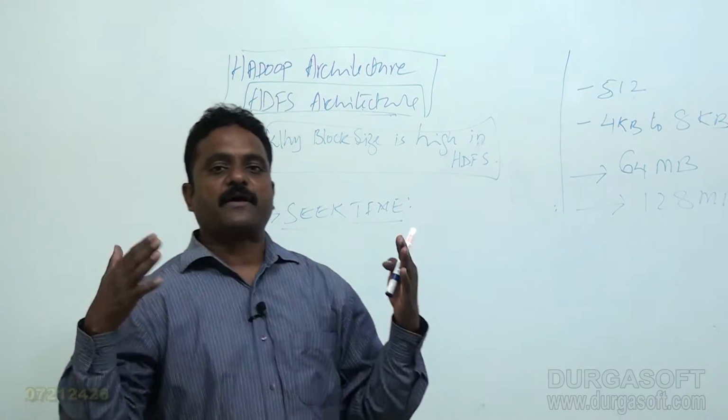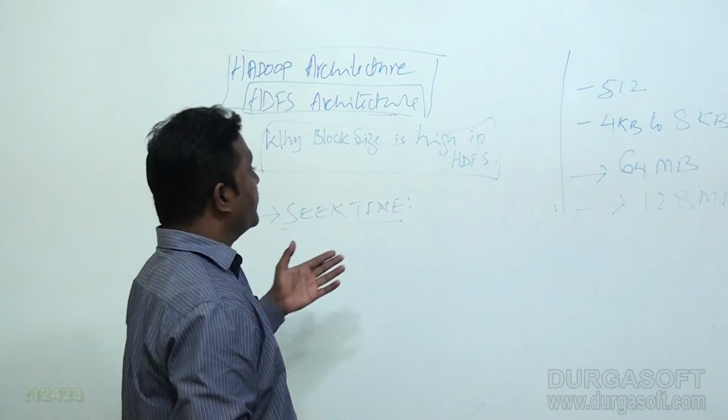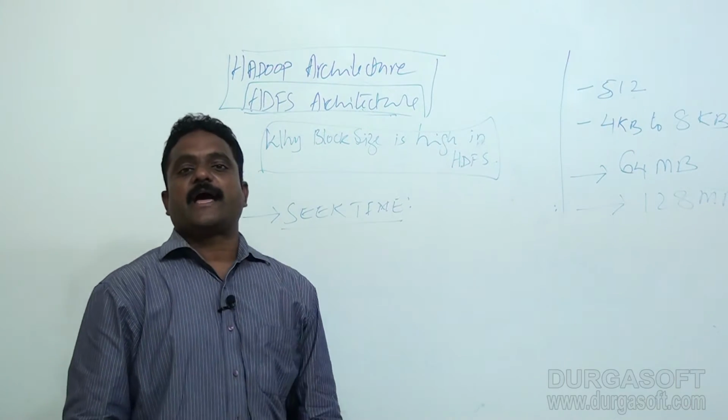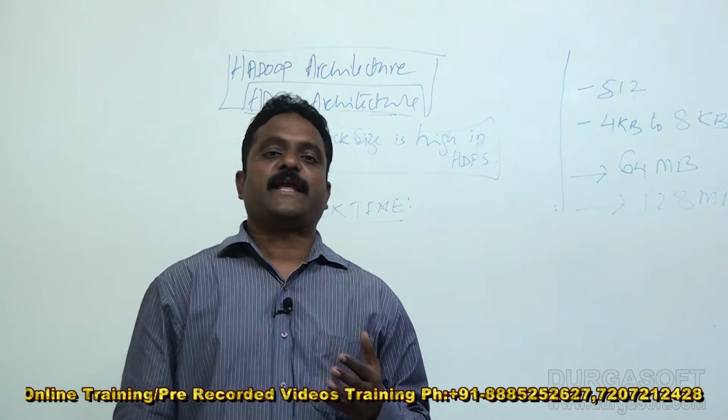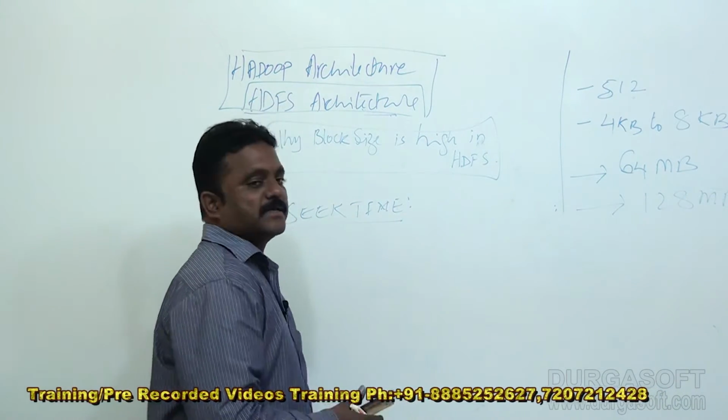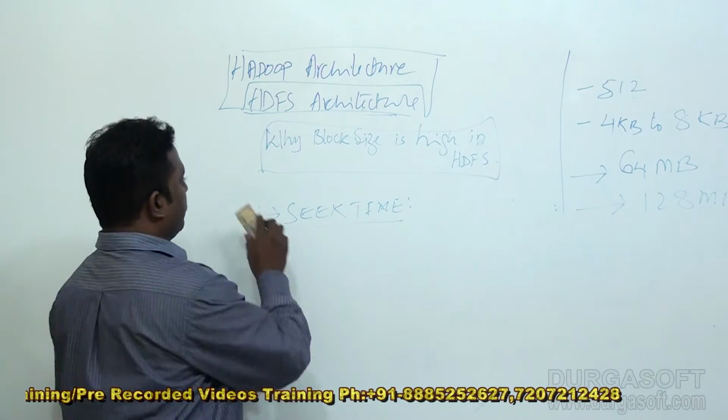That is the reason you see that in the Gen 2 version of Hadoop we have the block size as 128 MB. That is the reason we have the block size so very high in HDFS.